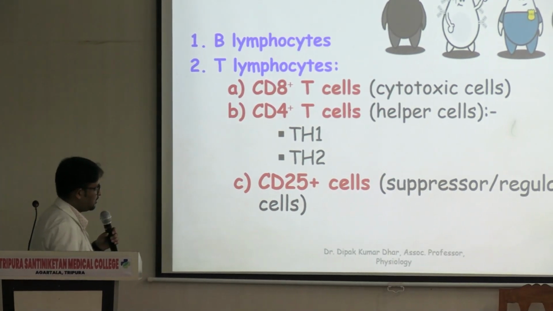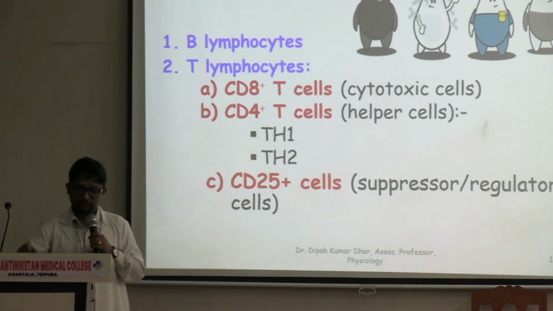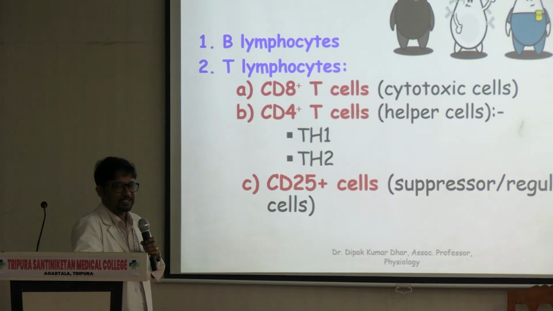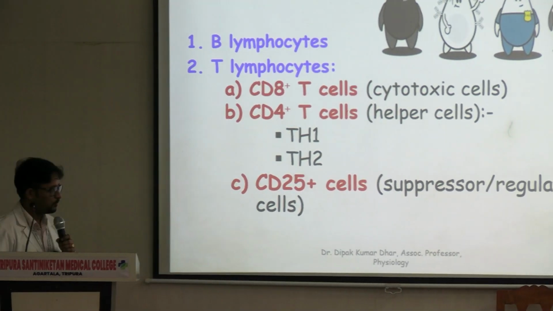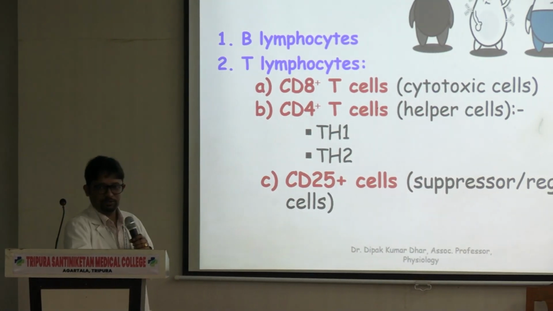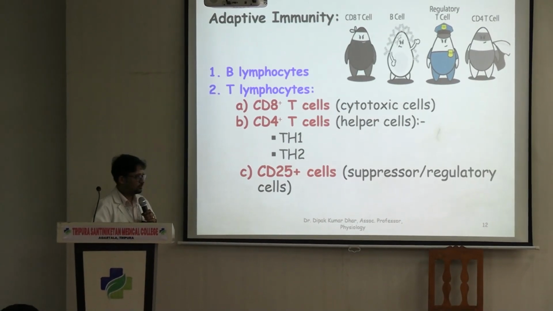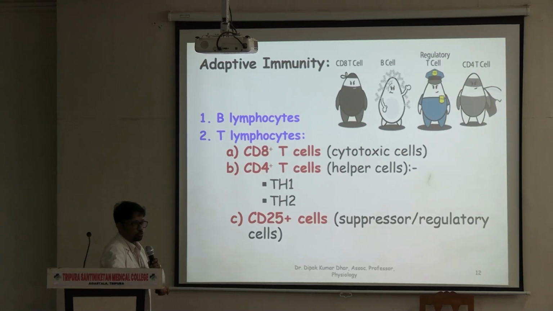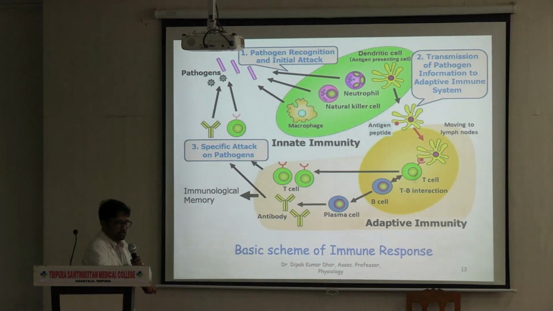They are further subdivided into helper 1 and helper 2. So this helper 1 and helper 2 again help different aspects of the immune system, hence the differentiation TH1, TH2. And CD25 are the ones which keep everything in balance, so the immune response does not become excessive. So it is a balanced thing. So suppressor or regulatory T cells. These are the different soldiers now. So the basic scheme of the immune response is this.